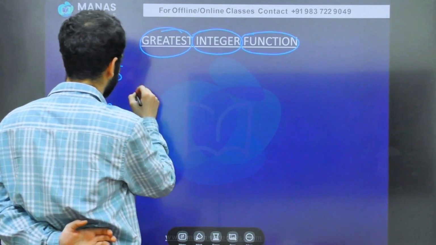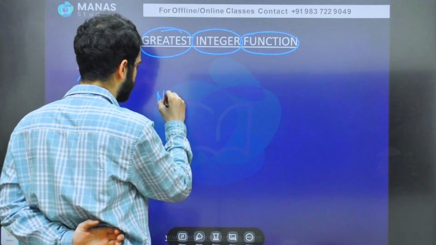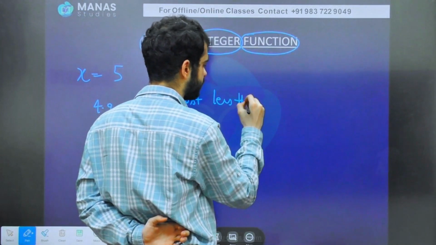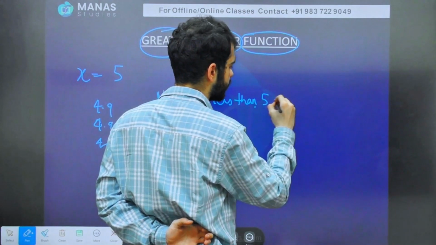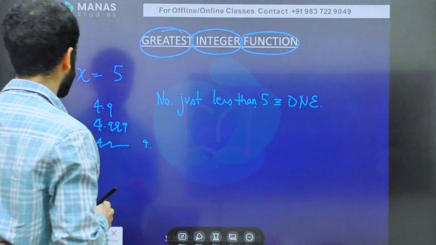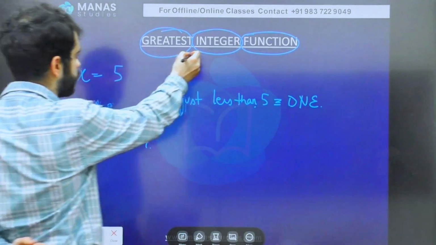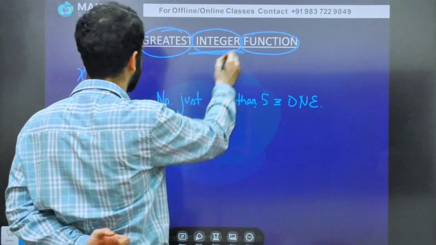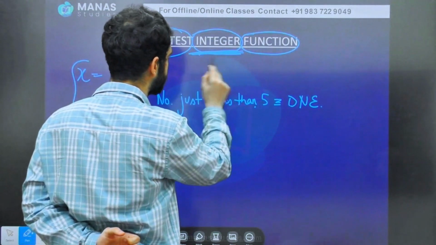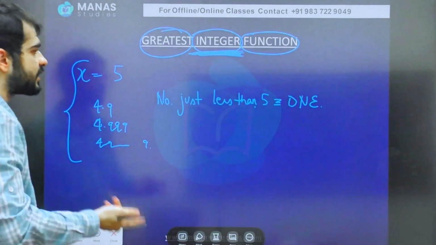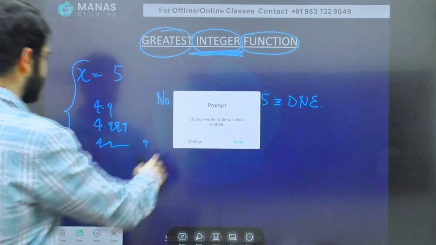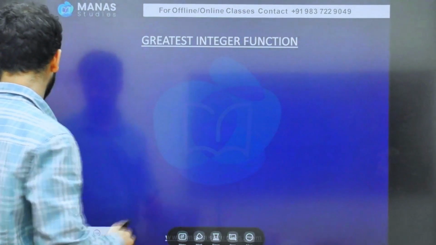The greatest number just less than 5 does not exist. Therefore we are going to specify that we are talking about an integer. I hope we covered this portion in the previous video, and now we are focusing on just the integer part. If I'm saying the greatest integer till a number, then we have to look at the integer which is on the left side of the number we are talking about.